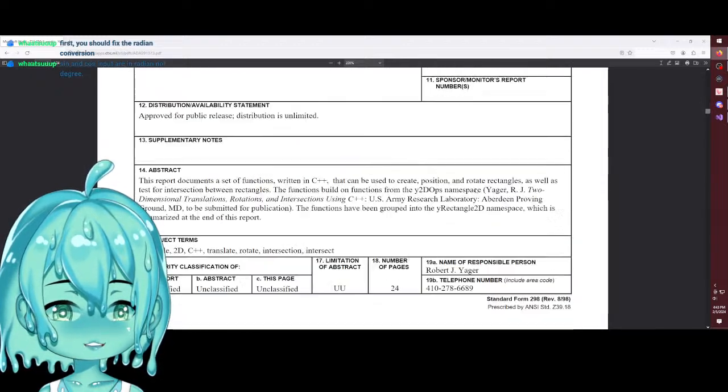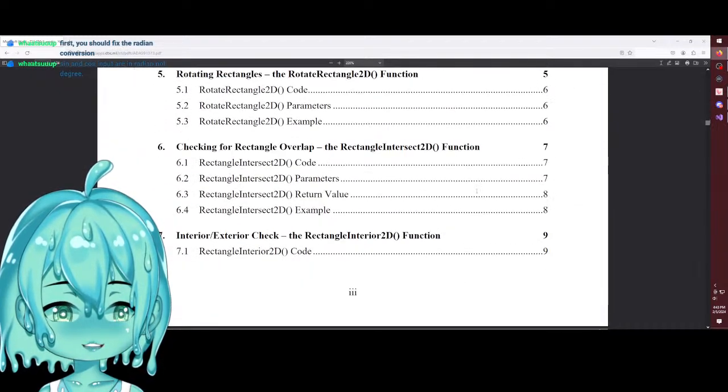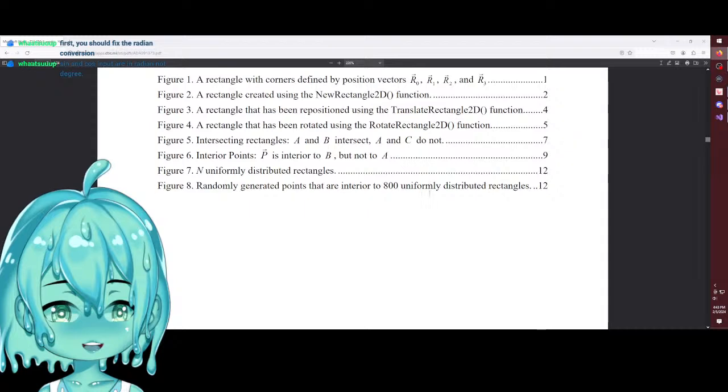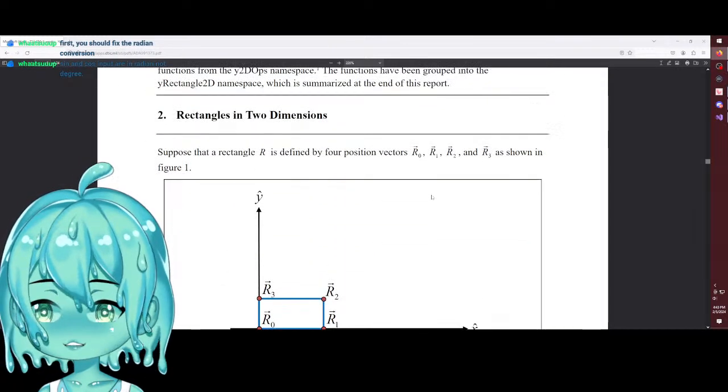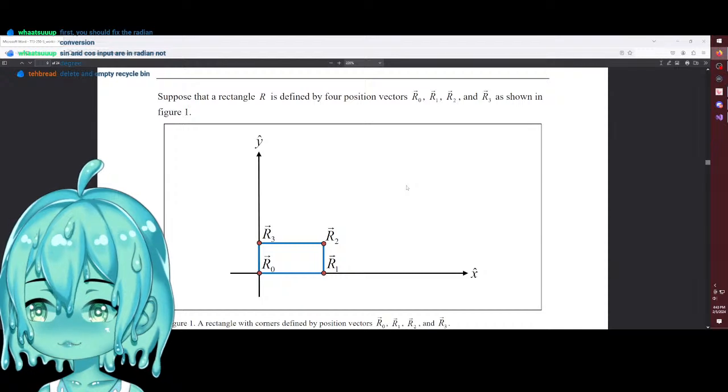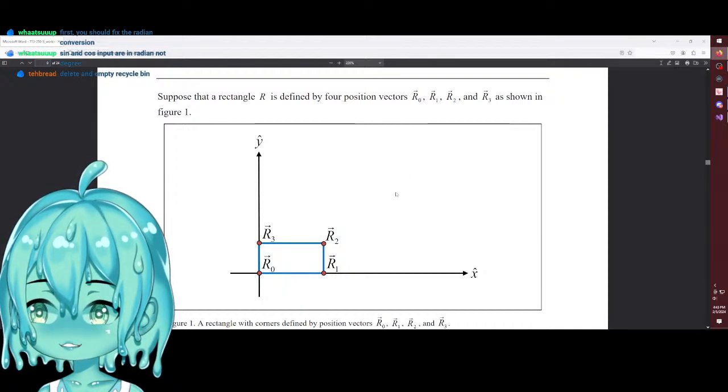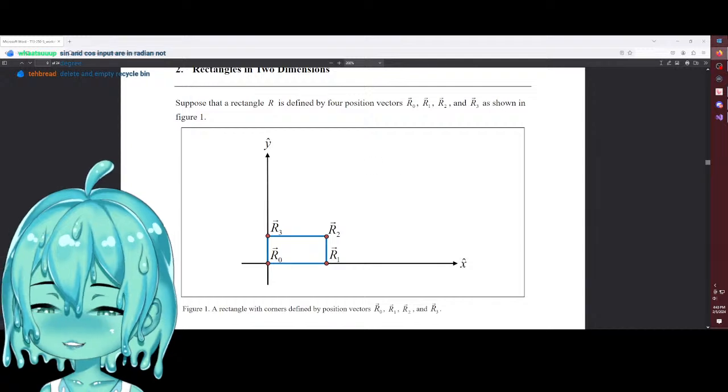And look, I just found this at work. It's just a random PDF on the internet, and it goes over like every problem we could have about rotating rectangles, and it's pretty short too. So I don't know, it's gonna be pretty neat. Sine and cosine input are in radians, not degrees. Okay. So here's the thing.